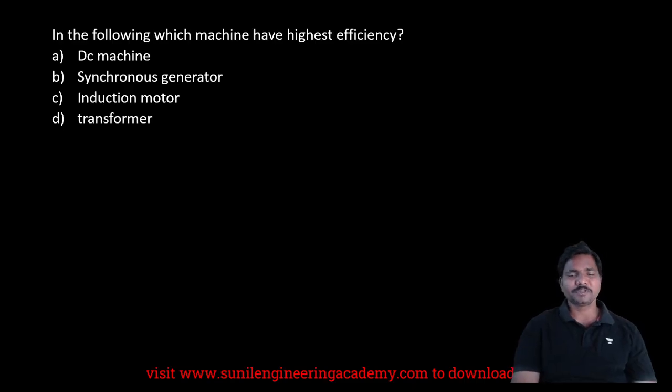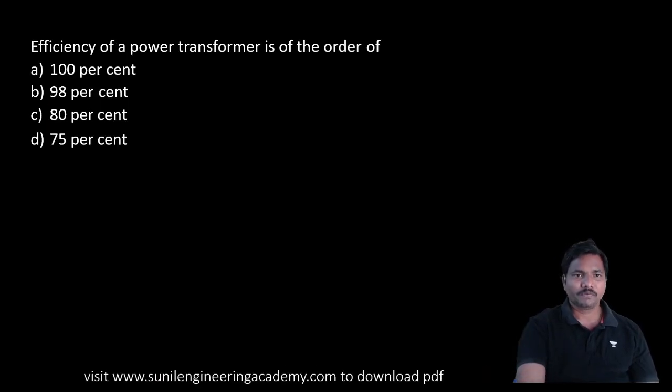In the following, which machine has the highest efficiency? We know very well the transformer has very high efficiency among the others. The remaining are all rotating machines, while the transformer is a static machine, so losses will be less and efficiency high. Efficiency of a power transformer is in the order of dash. Generally, the efficiency of a power transformer is more than 95%, so we select the answer 98%.